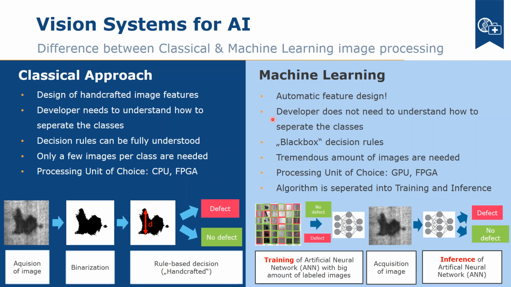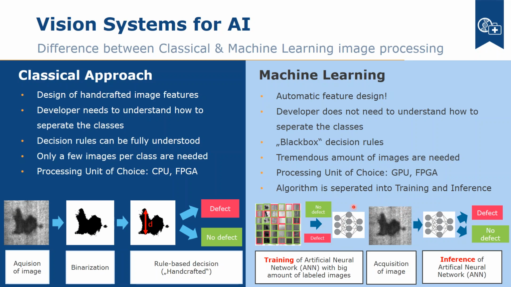And this is a little bit tricky because the developer does not fully understand how to separate the classes, and there will be a black box decision within the network. So you feed the network a tremendous amount of images, which you have labeled as either defect or no defect, and the system itself will learn to create decision rules for why this is a defect or not. We will not understand this.